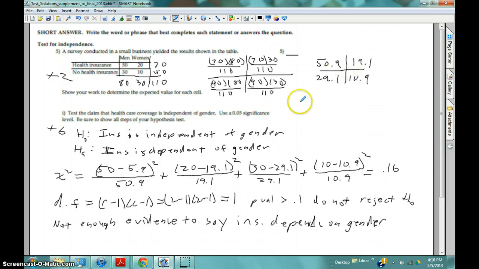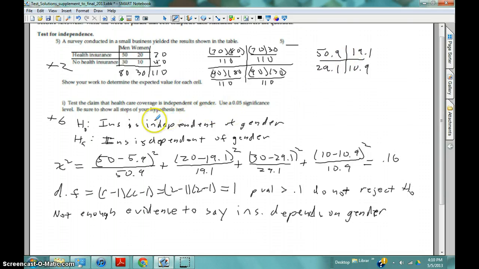And then this is like the other one we did, chi-squared. The null hypothesis is insurance is independent of gender. It doesn't matter if you're male or female. The alternative is that having insurance is dependent upon your gender. We do the same thing with our chi-squared. We observed 50 here, we expected 50.9. We square that difference divided by what we expected. And here's the expected value for all four cells, and we calculate 0.16 as our chi-squared.